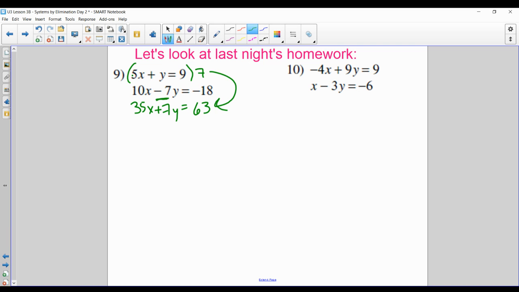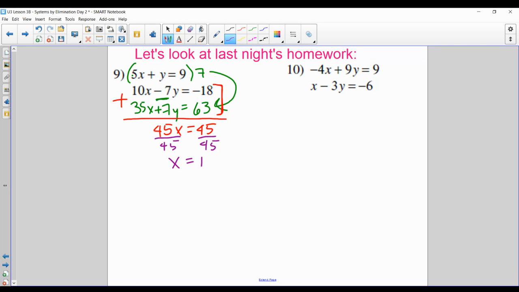Now I'm going to ignore that top one. I am just paying attention to these 2 equations, and I'm going to add them together. When I add them together, I'm going to get 45x equals 45. When I divide by 45, I'm going to get that x equals 1.